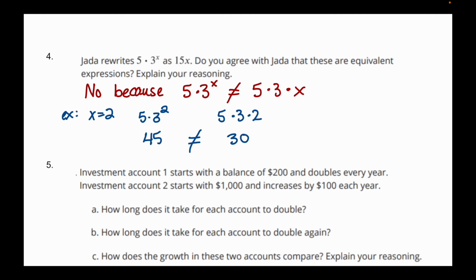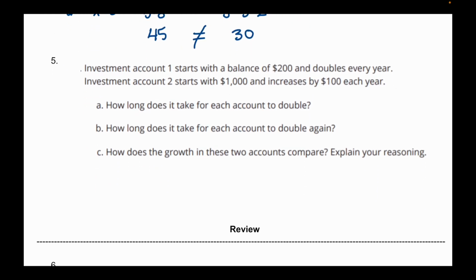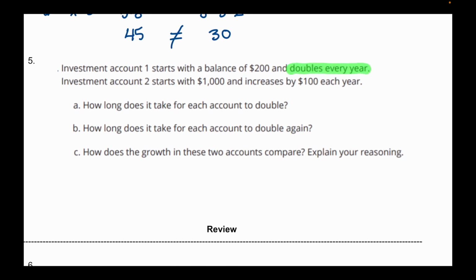Okay, but really I would say that the red part is my explanation. I just like including some numbers just to actually show that no, it really does not work the same way. All right, question 5. Investment account number 1 starts with a balance of 200 and doubles every year. So we're doubling. That's nice, doubles every year. Investment account 2 starts with $1,000 and increases by 100 each year. So increases by 100 each year. How long does it take each account to double? How long does it take each account to double again?